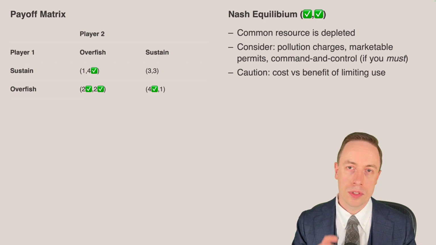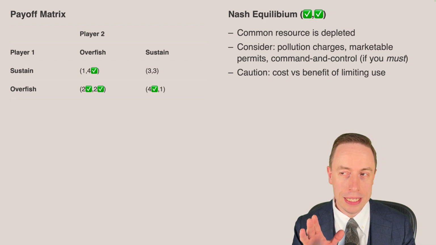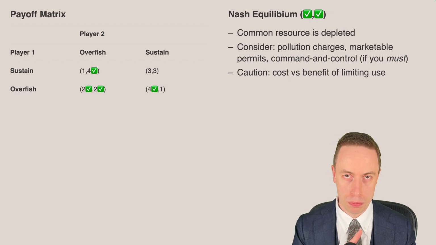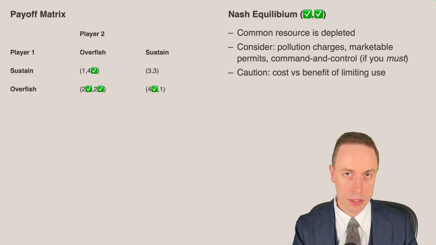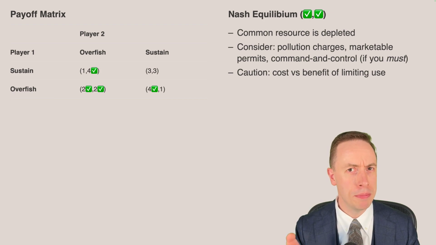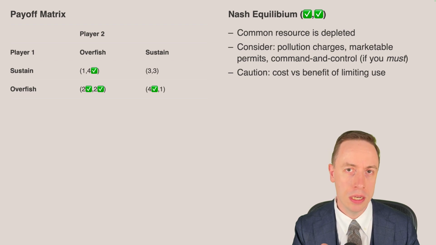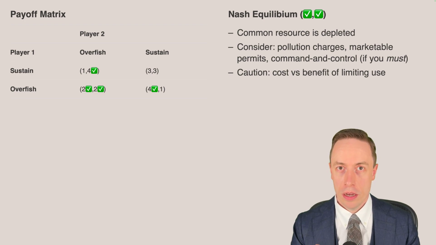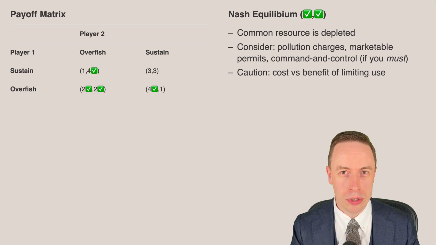So how do we fix it? Well, here we have to limit some use, and it's the same solutions as we saw with negative externalities. We can introduce a pollution charge, an extra tax for every fish you catch until fishing is at a sustainable level. We can introduce marketable permits, a little bit more natural if we're talking, for example, about fishing: a limited amount of annual fishing that we permit, but we'll let the fishing boats buy and sell those permits to one another so that the most efficient boats end up with the permits.